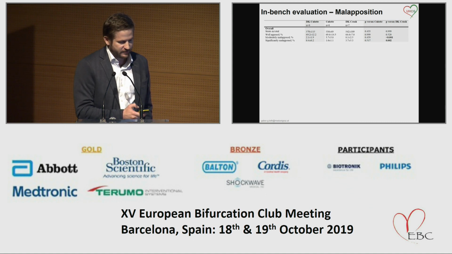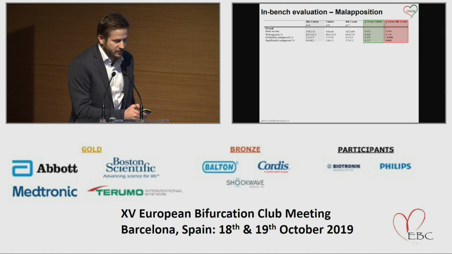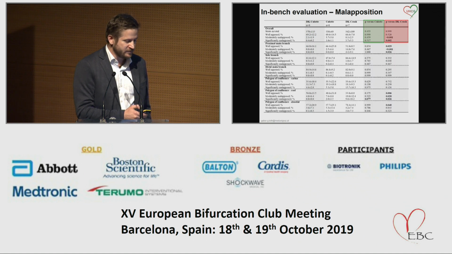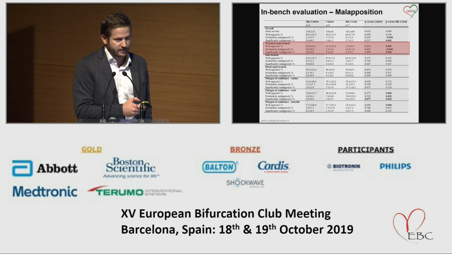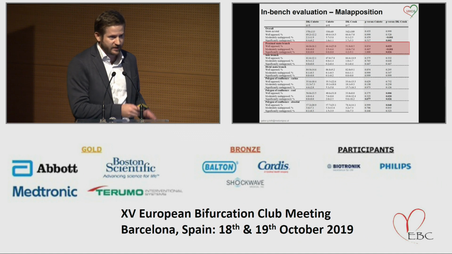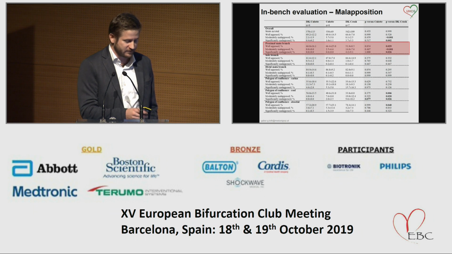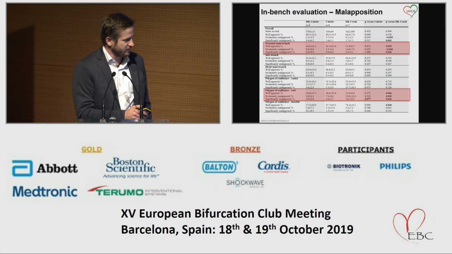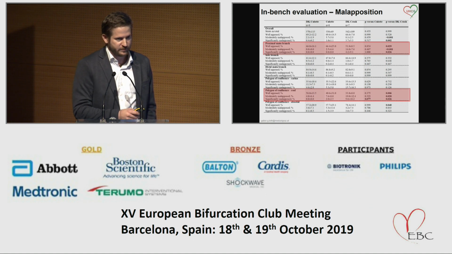Evaluating the malapposition rate, we have seen no difference in malapposition as compared to Culotte, but major differences in malapposition rates as compared to DK crush. And as said, we wanted to understand where this difference comes from, and what we found was that the difference in major malapposition was mainly in the proximal main branch, exactly where with DK crush we have the triple layer practically, and there was a major difference in the malapposition rates favoring DK-Culotte in the roof of the polygon of confluence.